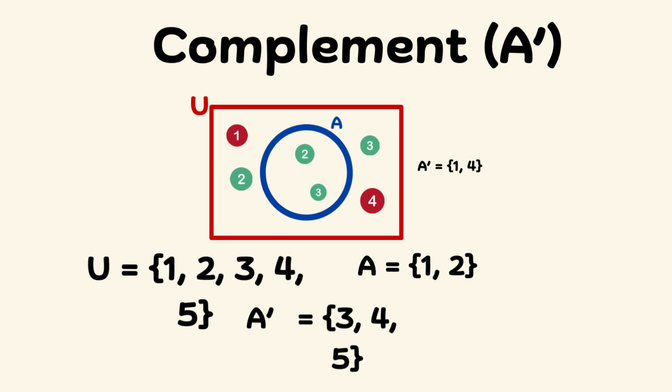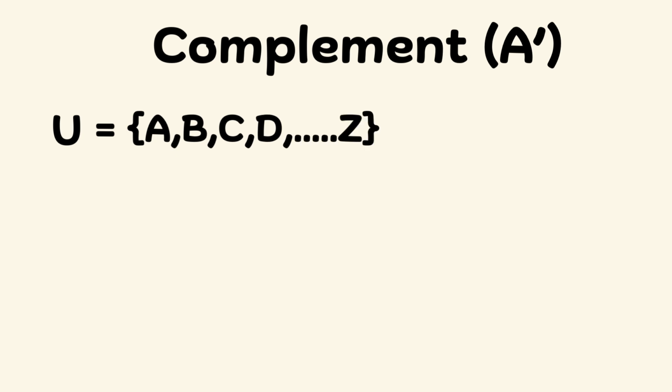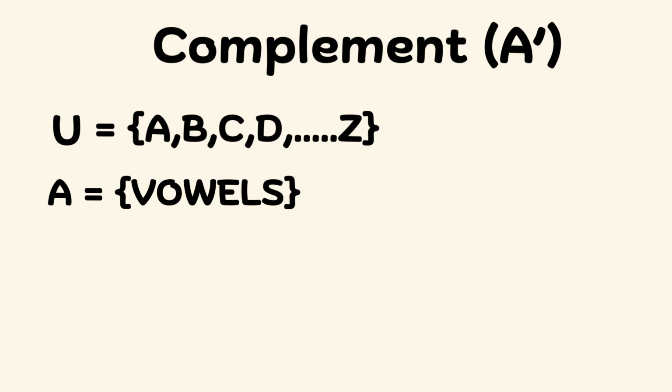For another example, if the universal set is letters of the alphabet, so we have A to Z, and then we have another set which is vowels, that's A, E, I, O, and U. The complement of A in this scenario would basically just be consonants.